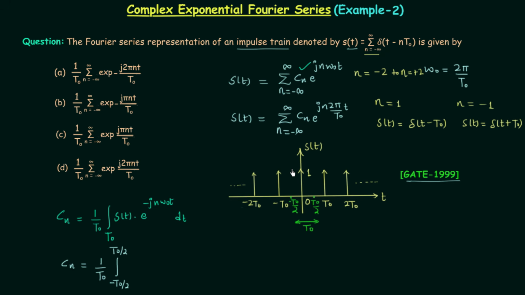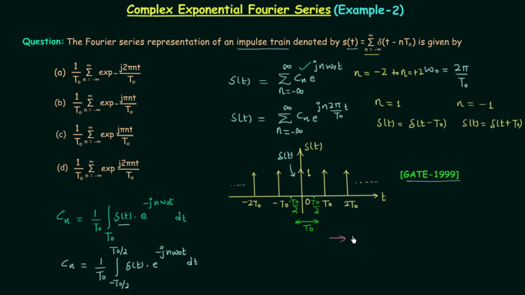st is equal to delta t. In this range you can see st is equal to delta t. So we have delta t in place of st multiplied to e raised to power minus jn omega naught t dt. Now we will use one very important property of impulse signal. I explained this property in great detail while discussing the properties of impulse signal.